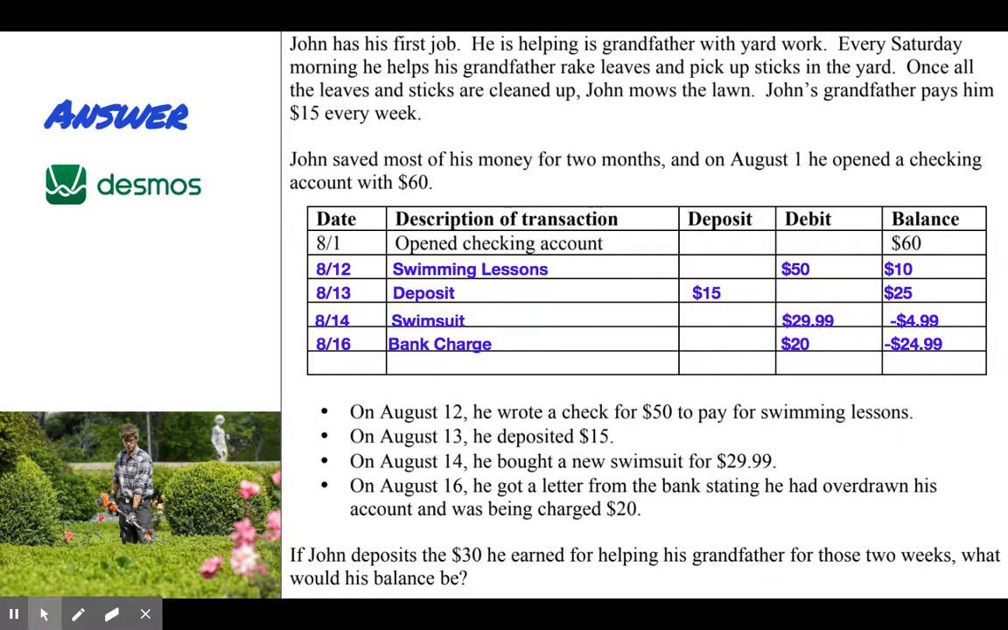If John deposits the $30 he earned for helping his grandfather for those 2 weeks, what would his balance be? His balance would be a positive $5.01.